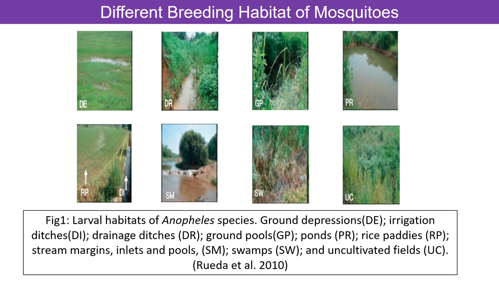The breeding habitat of mosquitoes may be natural or artificial. In the breeding habitat, eggs are laid, larvae hatch, and further grow and develop. Figure 1A shows the breeding or larval habitat of Anopheles species reported by Rhoda et al., 2010. The habitat includes ground depressions, irrigation ditches, drainage ditches, ground pools, ponds, rice paddies, stream margins, swamps, and uncultivated areas.